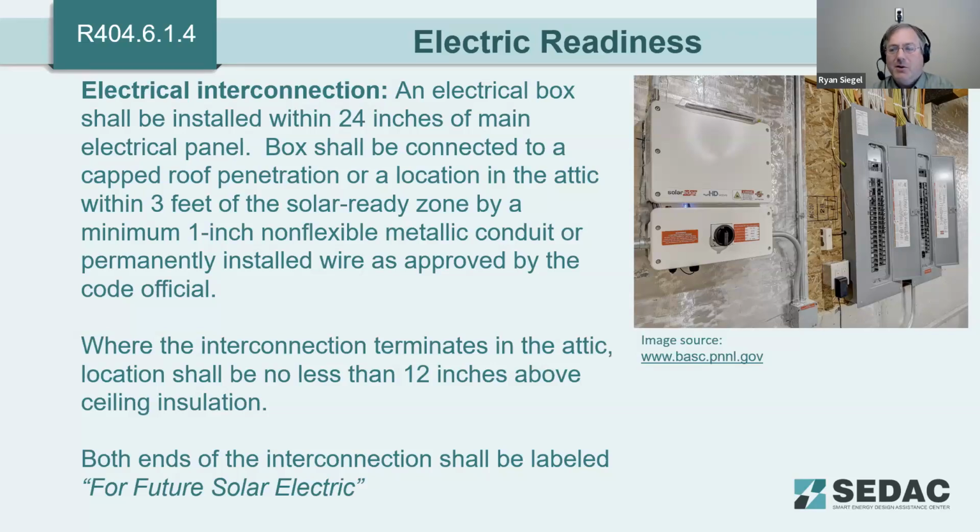And with this, again, we're wanting to make sure that people understand what this is for, so people don't run across an empty conduit and say, oh, wonder what this is for. Need to make sure that we have labeled both ends of this for future solar electric. So when someone comes across a wire or a conduit in the attic saying, okay, I wonder, is this live? Is this not? What's this for? That it's clearly been labeled for that.